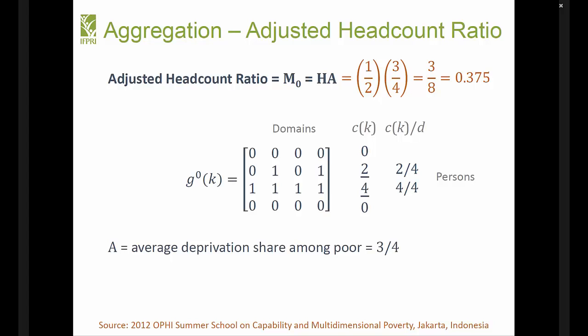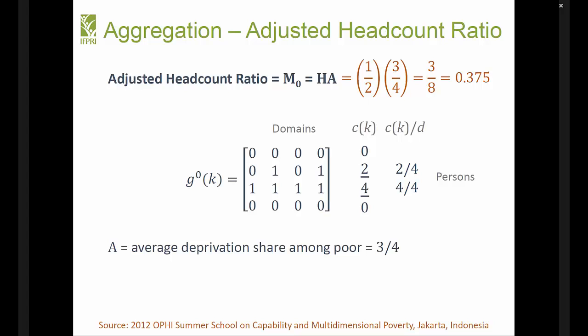So the idea is, imagine there were two countries. In both countries, the headcount is the same, half, right? But in this country, there was a bigger proportion of domains where people were deprived. So let's say here everybody who fell below the poverty line was deprived in all dimensions. The scores were all fours. And here, their scores were all twos. But they both have the same number of poor. So the headcount is the same.